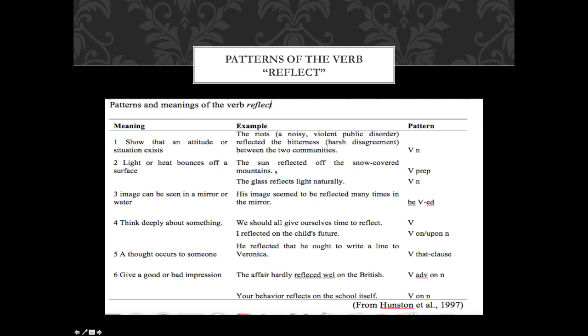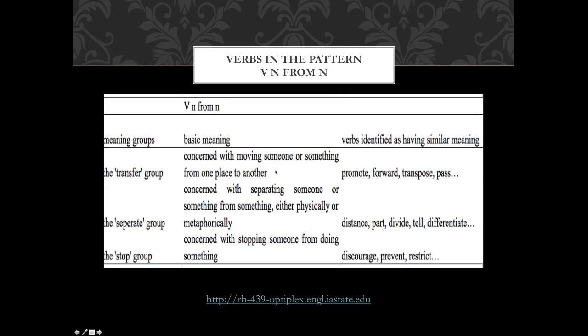The second important observation is that particular patterns will tend to be associated with lexical items that have particular meanings. Take the pattern VN from N, for example. All verbs in this pattern can be categorized into different meaning groups. Here, I am showing three of many meaning groups for this pattern.